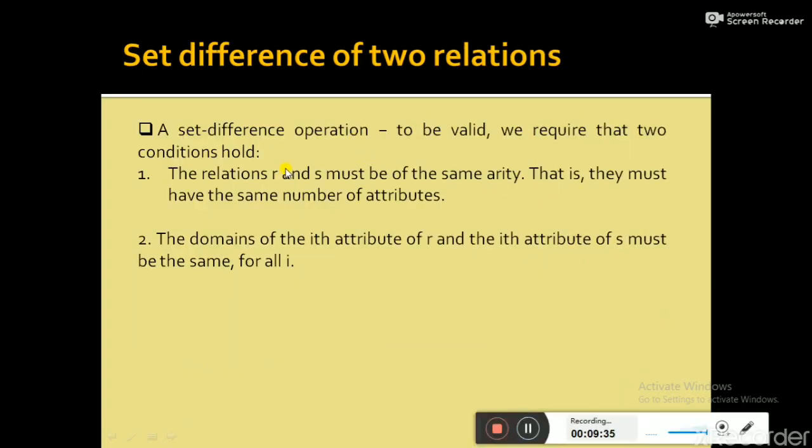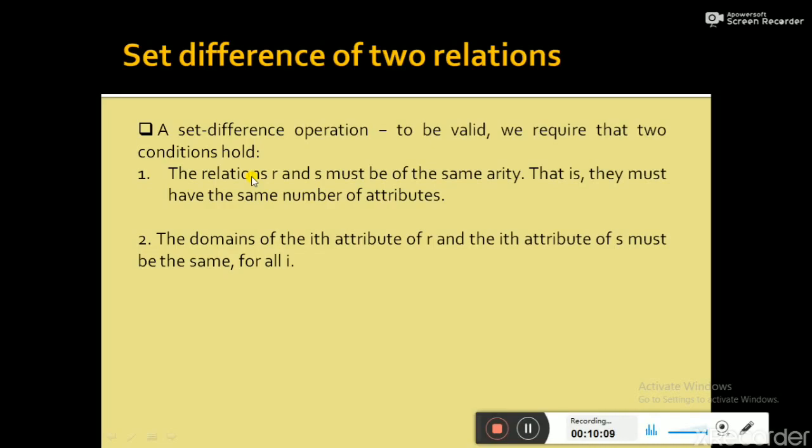And as I have told earlier, we can perform the R minus S operation, the set difference operation, if two conditions hold simultaneously. The first, relation R and relation S must be of the same arity, that means they must have the same number of attributes. If one relation has two attributes and another relation has three attributes, then you cannot perform R minus S. First of all, both relations should have the same number of attributes.